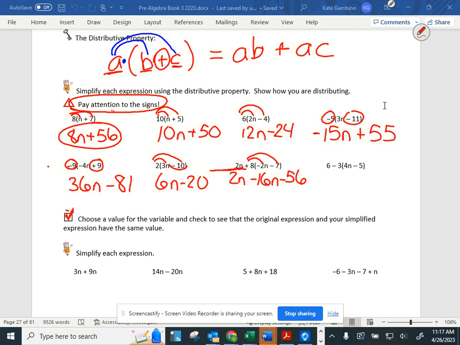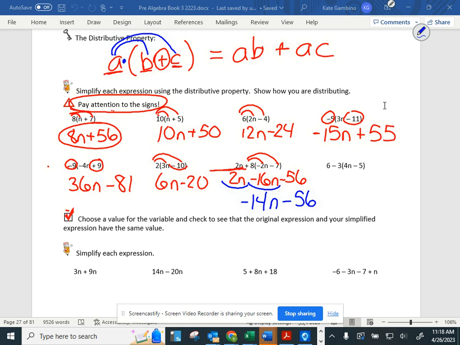Now what can we do? If we have 2n minus 16n minus 56, am I done? Okay. What can I simplify? I have like terms, friends. I have the positive 2n and a negative 16n. What do I do when I have like terms? Combine them. So this is what we were doing on the first page. 2n minus 16n, 2 minus 16 is negative 14n.